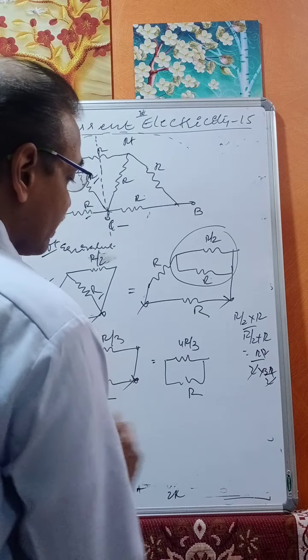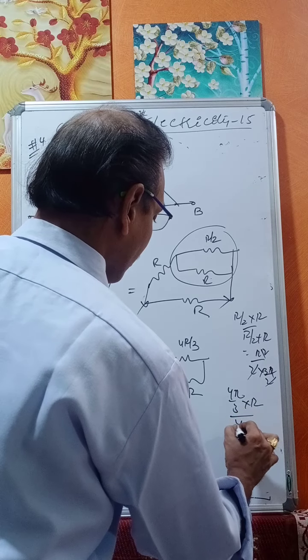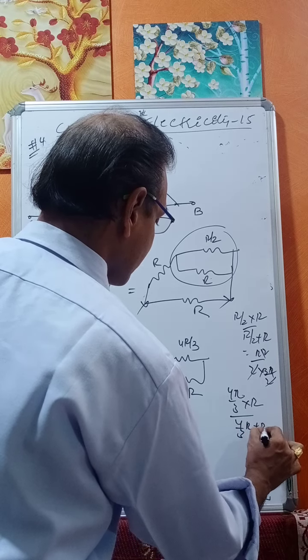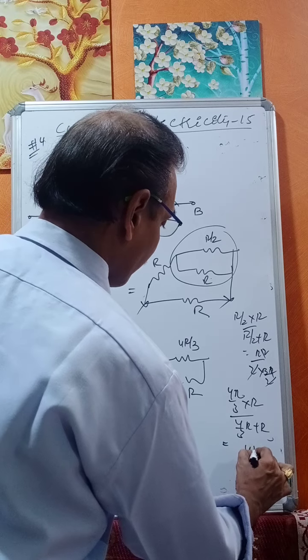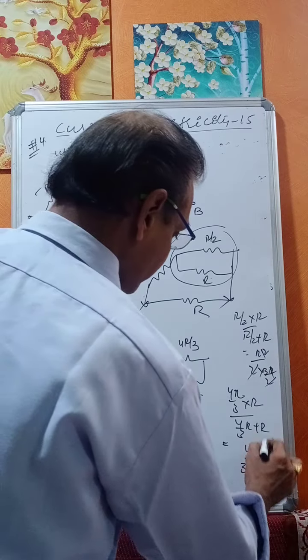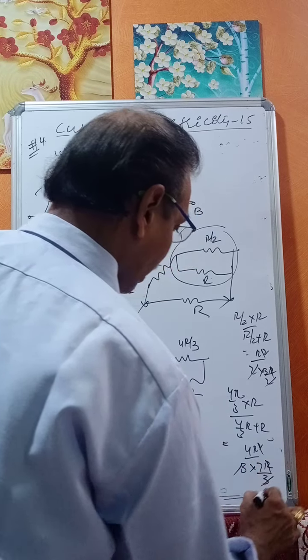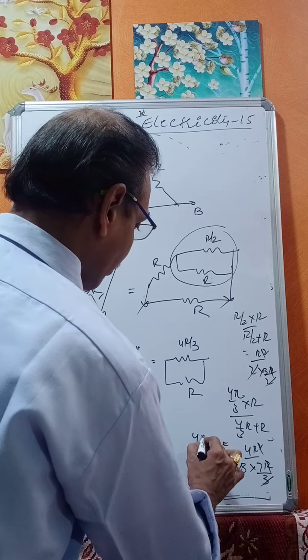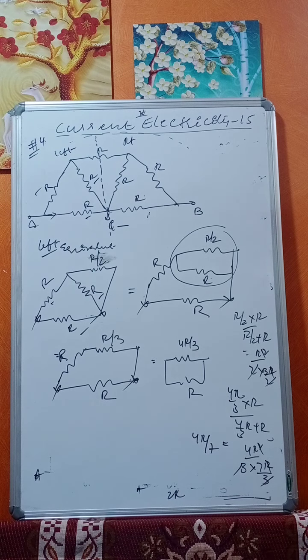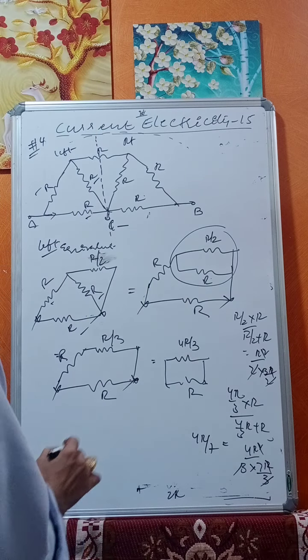4R by 3 parallel with R is 4R by 3 into R by 4R by 3 plus R. That equals 4R square by 3 into 7R by 3. That equals 4R by 7. This is the effective resistance. Now this is the left side. Now what is the right side one?